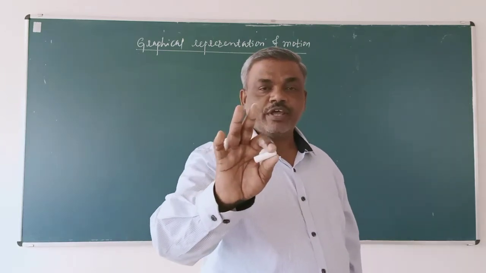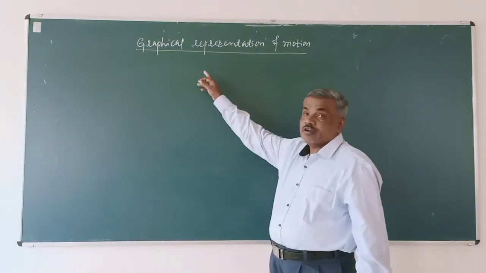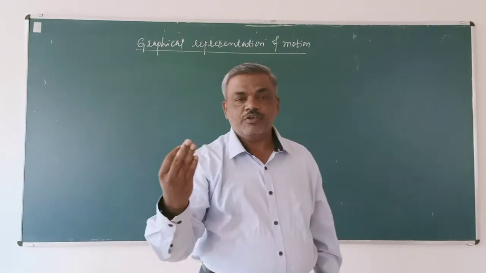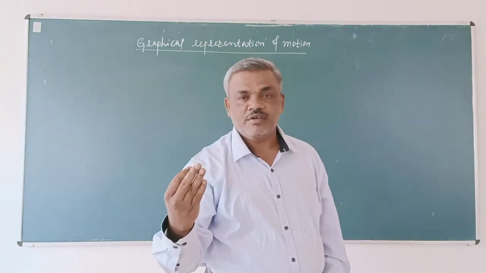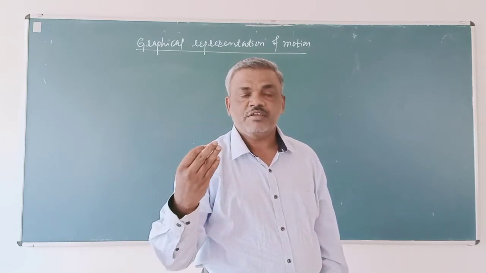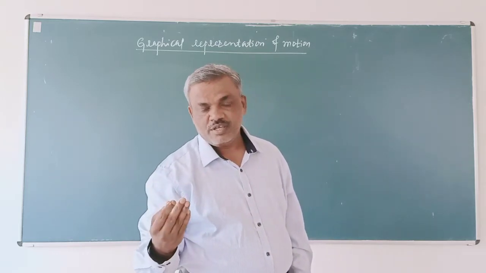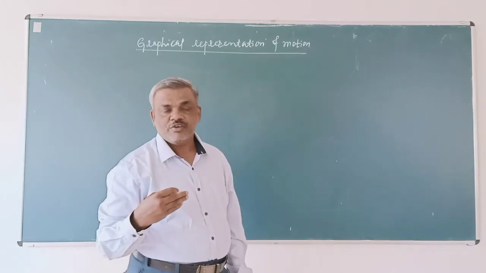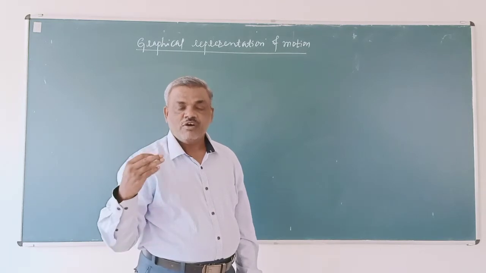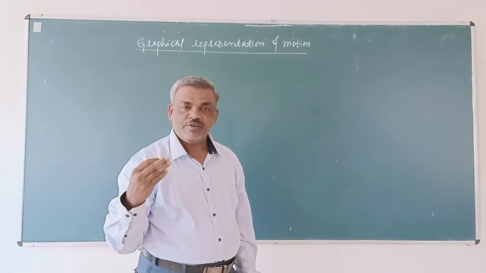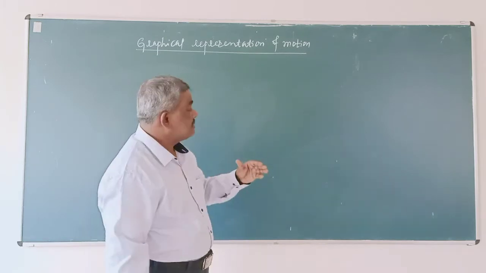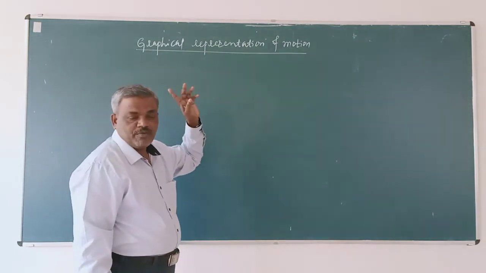Students, today in class we will discuss the graphical representation of motion. In a previous video, you learned the important definitions: speed, velocity, acceleration, and the equations of linear motion. v equals u plus at, s equals ut plus half at squared, v squared equals u squared plus 2as. Given certain values, you learned how to calculate the acceleration, displacement, and time using the equations of linear motion. So today's class is the graphical representation of motion.